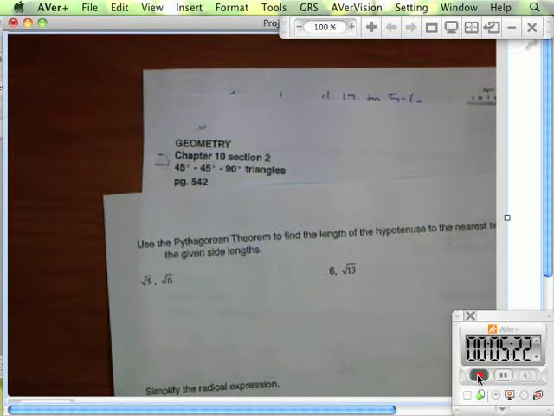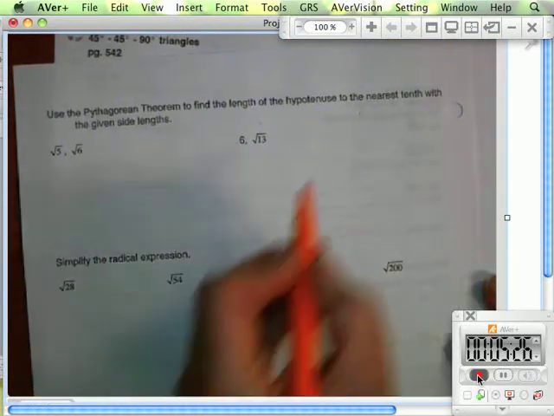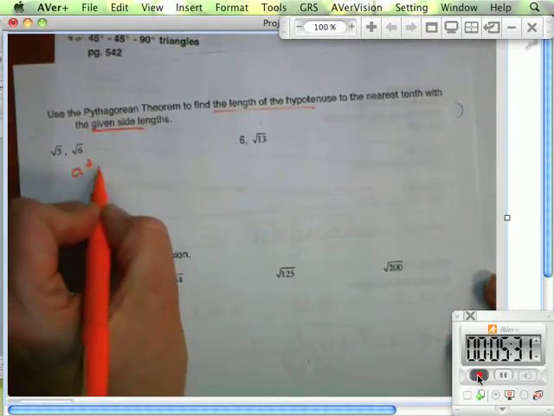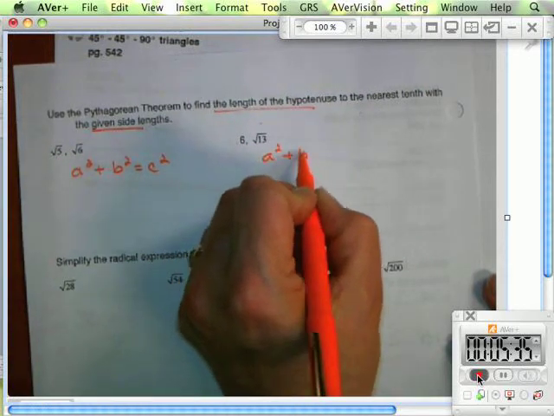Look at that. Use the Pythagorean theorem to find the length of the hypotenuse to the nearest tenth with the given side lengths. Oh, I've got to use the Pythagorean theorem? I'm going to write it down right now for both of them.